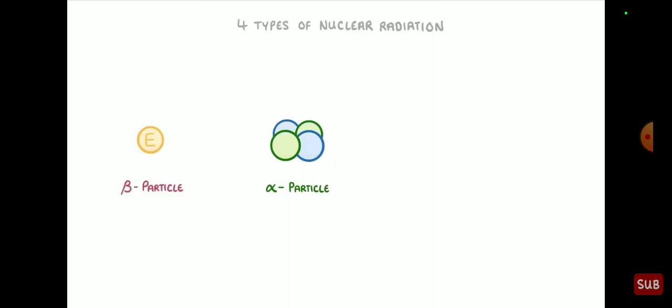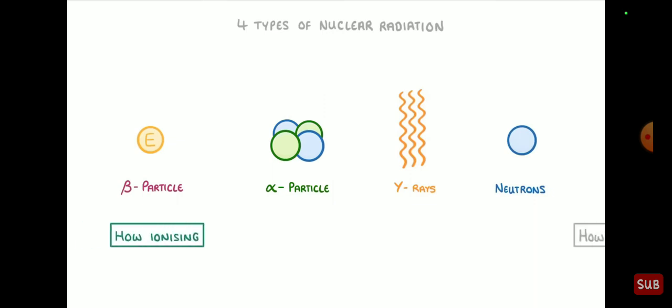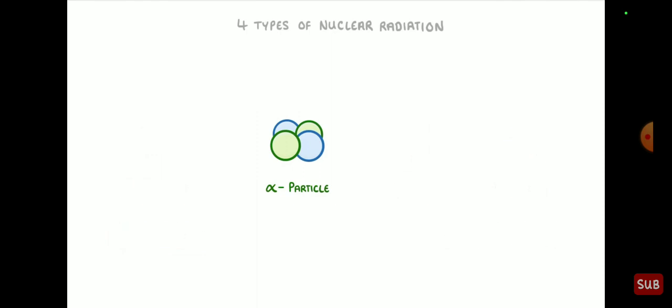In this video, we're going to take a closer look at the four types of nuclear radiation, namely alpha particles, beta particles, gamma rays, and neutrons. And we'll cover how ionizing and how penetrating each of them are. Let's start with alpha radiation.